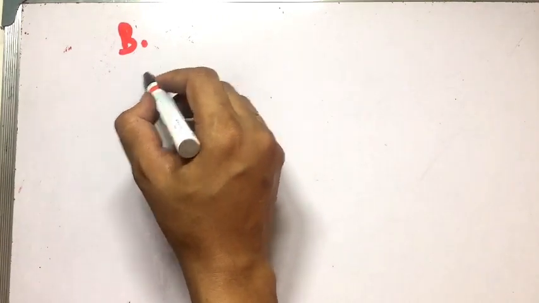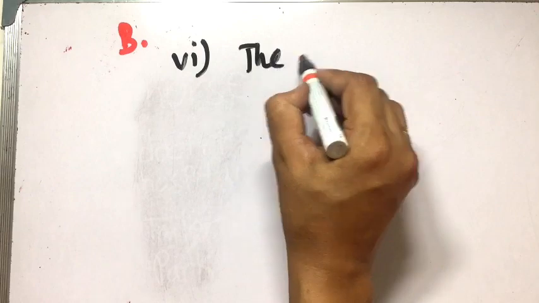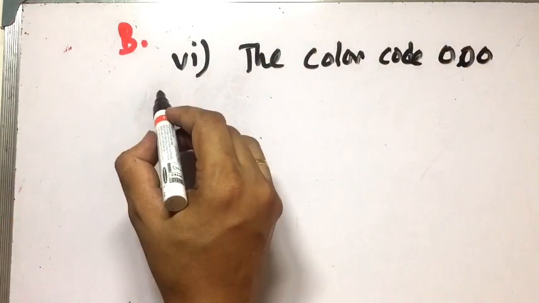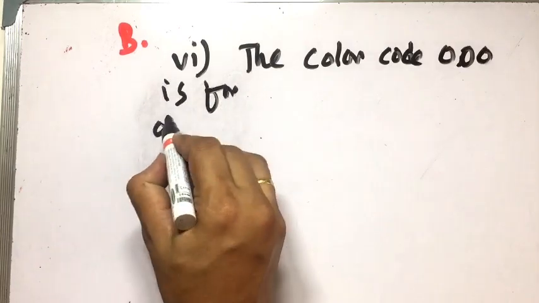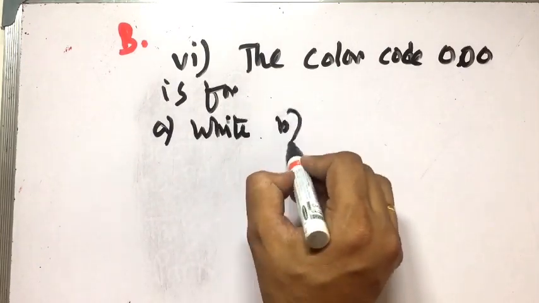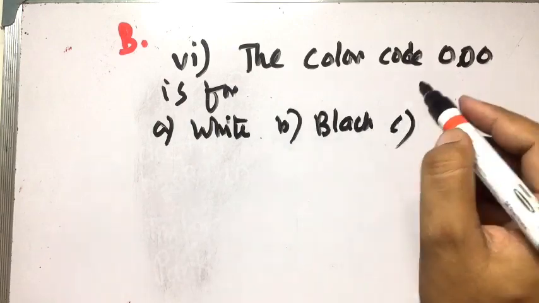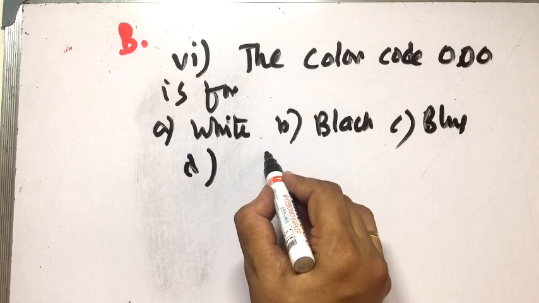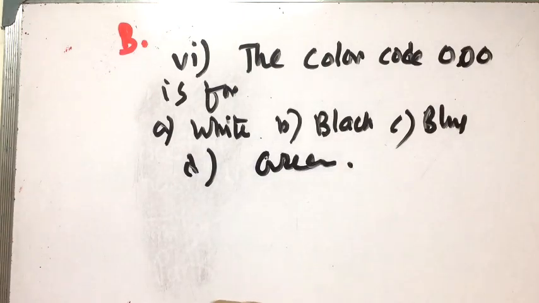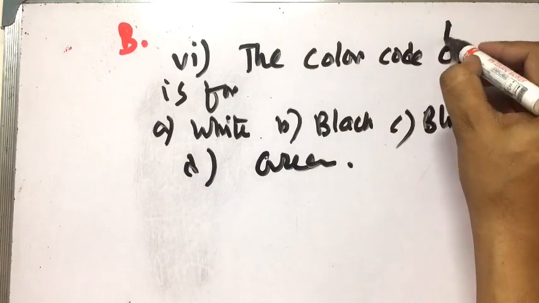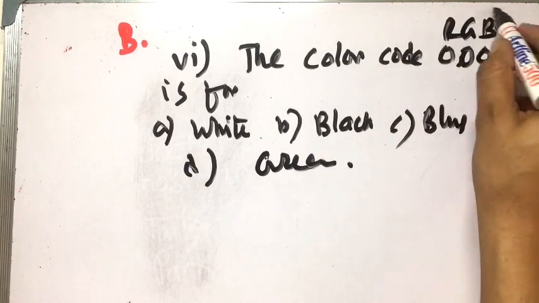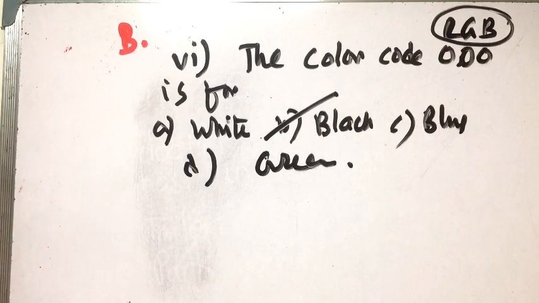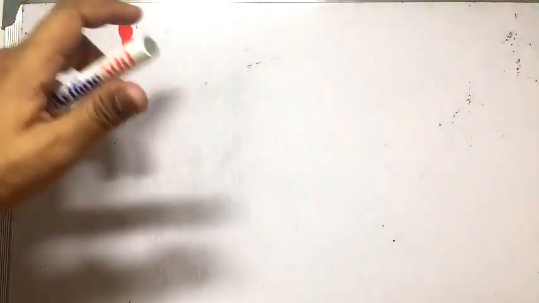Next, question number 6. The color code 000 is for: Option A, white. Option B, black. Option C, blue. Option D, green. We know that color code 000 means R is not present, G is not present, B is not present, meaning all are not present. That's why it is black. The answer is black.